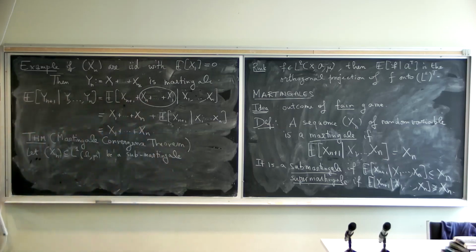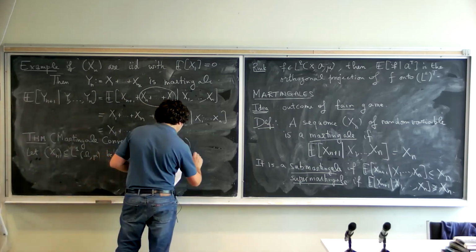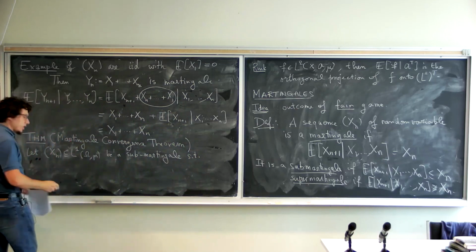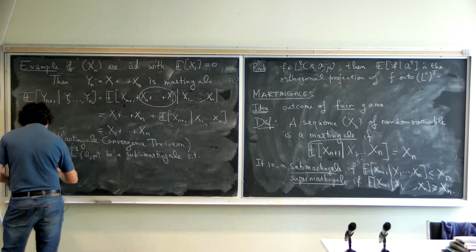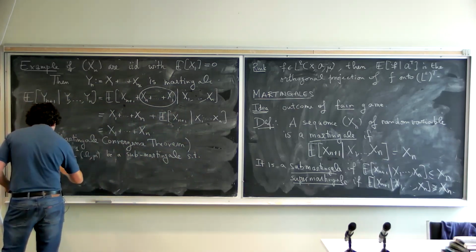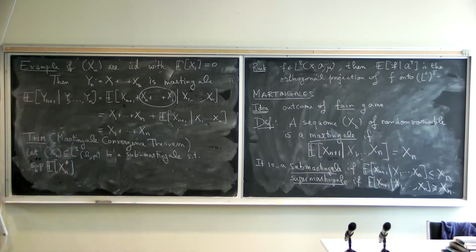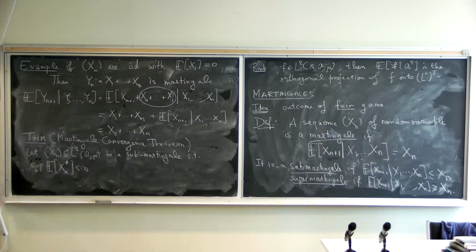And you want also some integrability condition. There are many variations, but for instance, it would be enough for us to say that the supremum of the expectation of xn plus, so the positive part of xn, is uniformly bounded. So for every n, this integral is always bounded by the same constant.